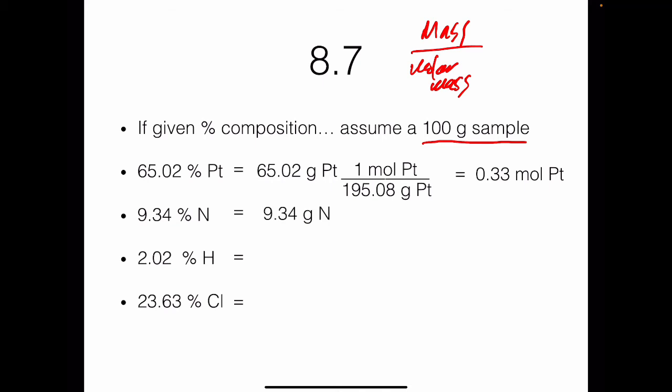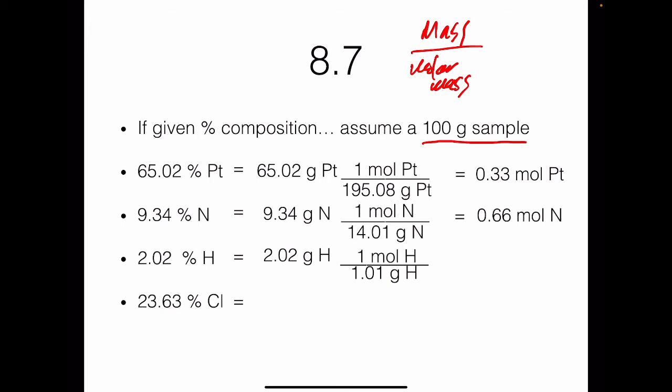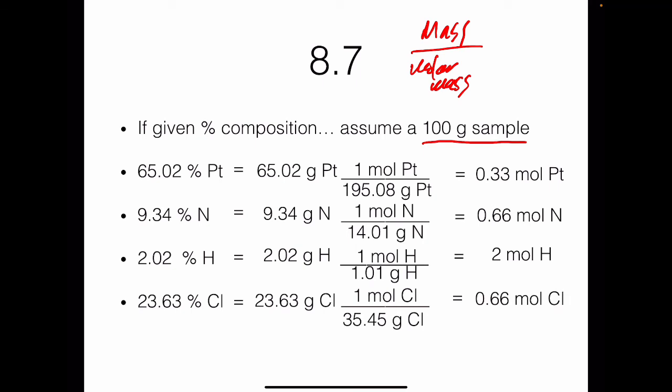So for nitrogen, 9.34 grams of nitrogen, all we did was take the percentage sign and convert it to grams. And then we divided that by the molar mass you should have just found from the periodic table. And this comes to 0.66 moles of nitrogen. For hydrogen, again, all we're doing is taking that percentage symbol and turning it to a gram unit. So dividing 2.02 by 1.01 gives me 2 moles of hydrogen. And then for chlorine, 23.63 grams of chlorine divided by 35.45 grams per mole gives me 0.66 moles of chlorine.